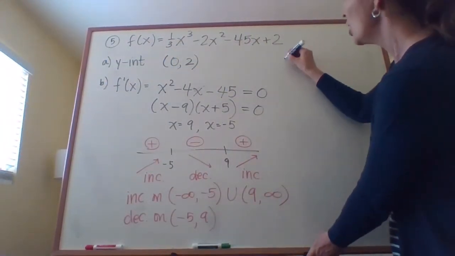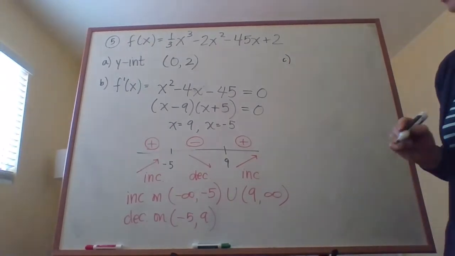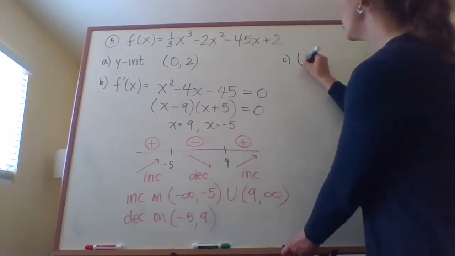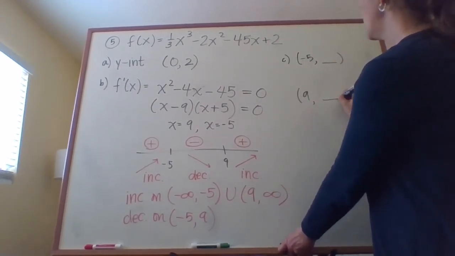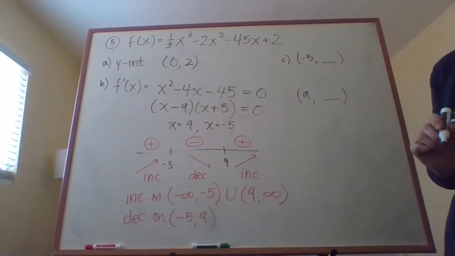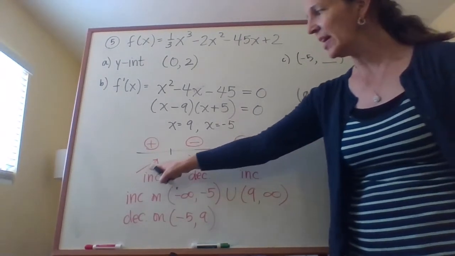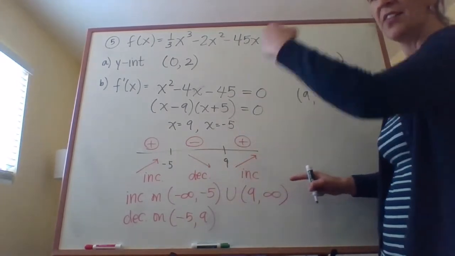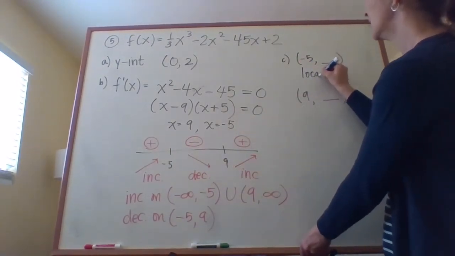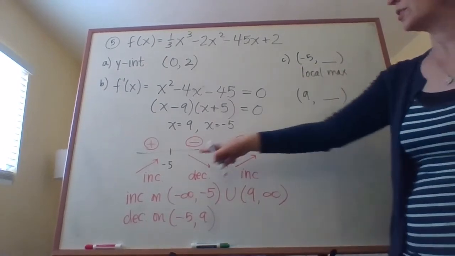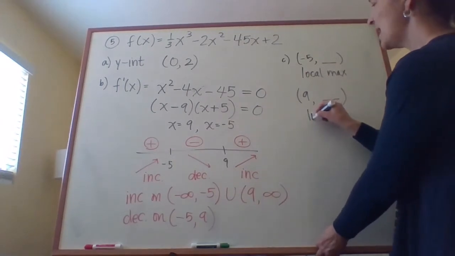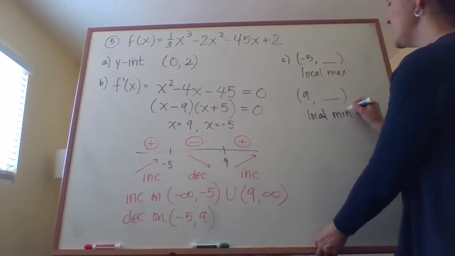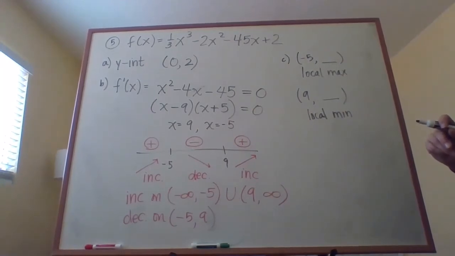Now, in part C, you basically use this information to classify the critical points. So negative 5 is a critical point, negative 5 something, we'll come back to that. And 9 something is also a critical point. And I want to classify those. Well, if I'm increasing and then decreasing, then that creates a local max. So at x equals negative 5, I have a local max. If I'm decreasing and then increasing, that creates a local min. So at x equals 9, I had a local min.